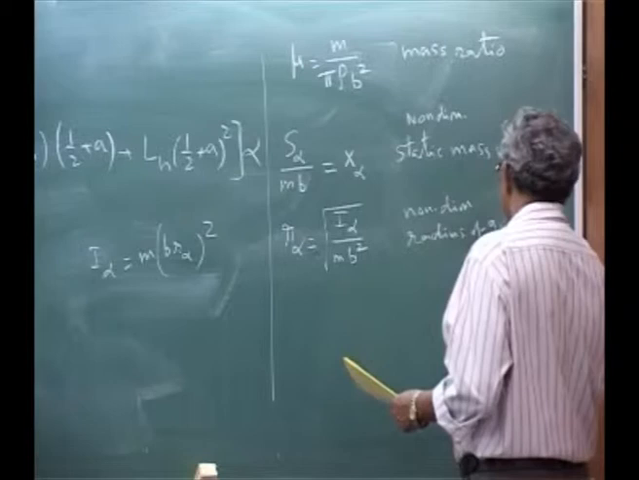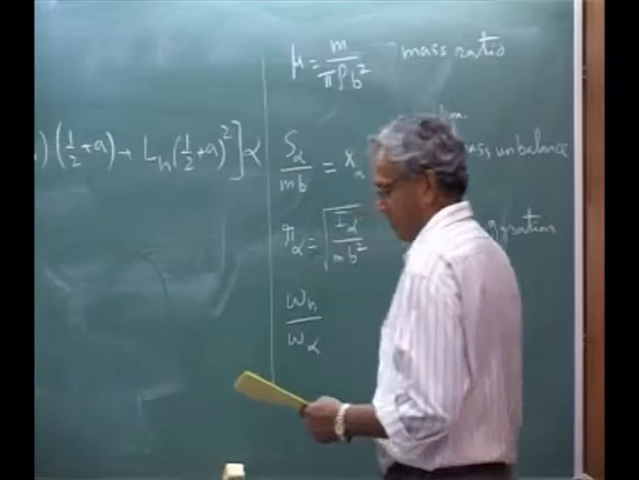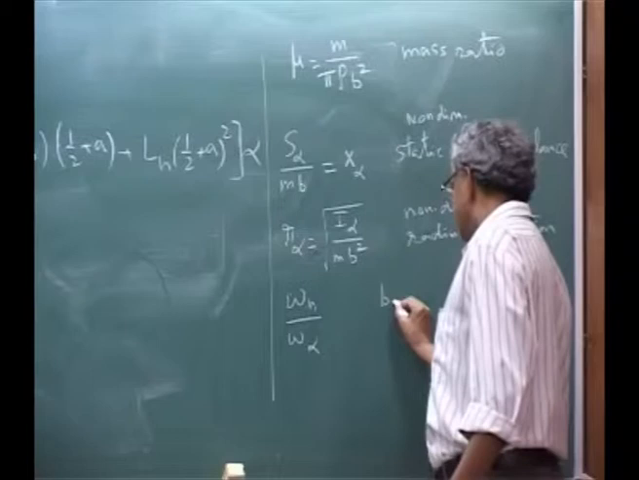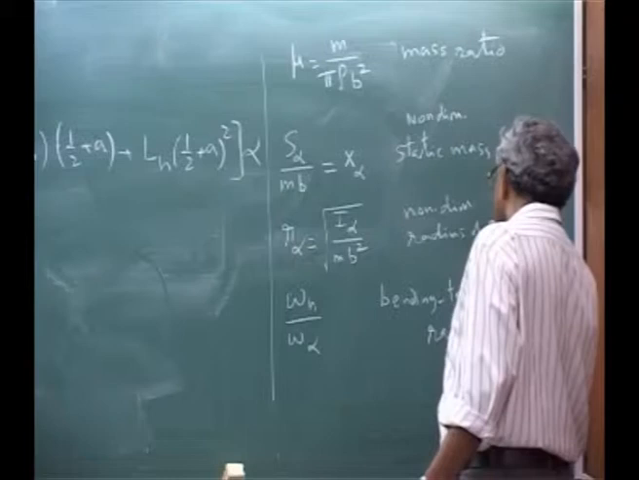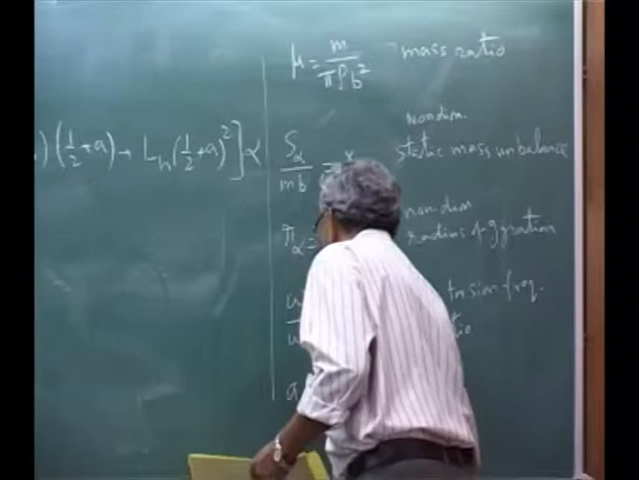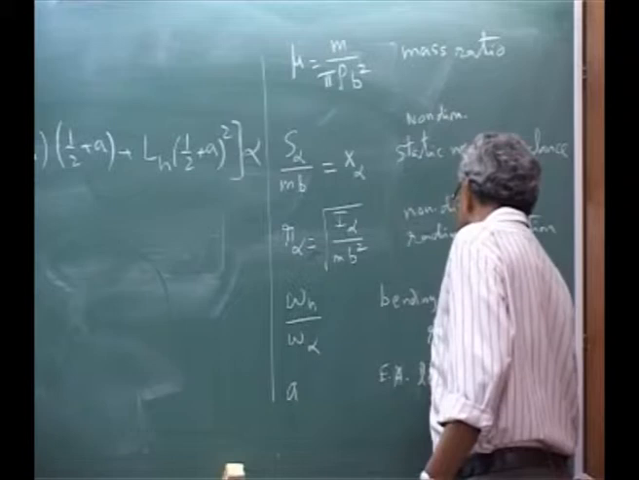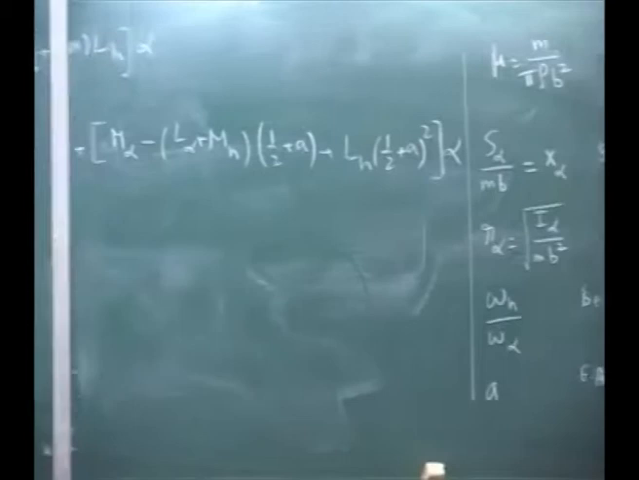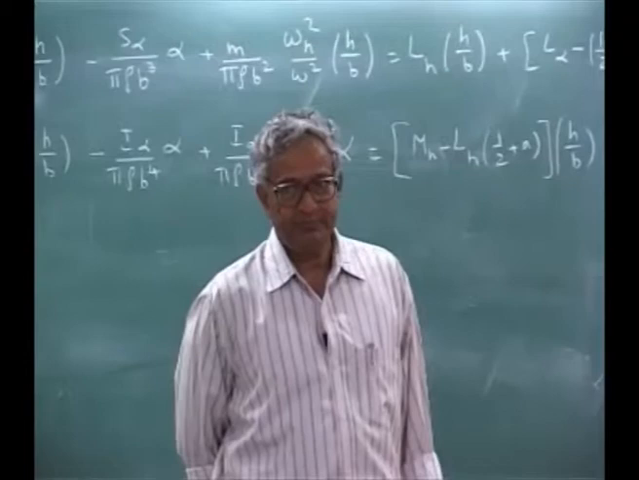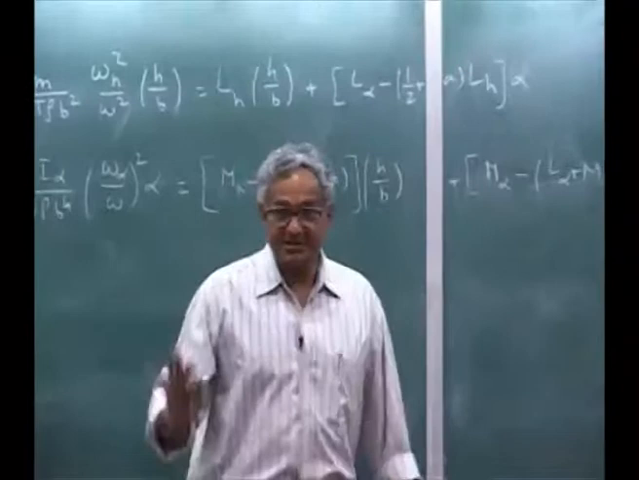Then omega h over omega alpha, this is the bending torsion frequency ratio. Then the last is a, which is the axis location, basically the elastic axis location from the midpoint. Now we have five non-dimensional quantities, because please remember, L alpha, L h, everything is defined.